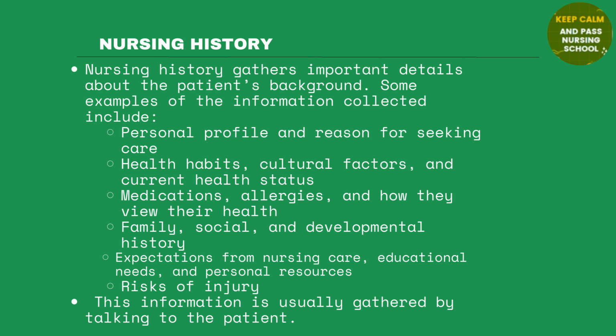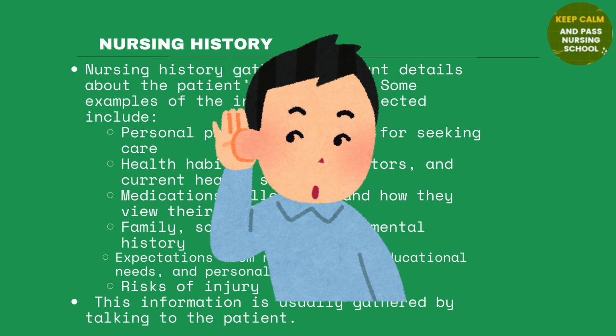Other information that you want to collect is family and social history, so the family background and environmental factors. You also want to know about their expectations and educational needs, in which you want to understand what the patient and family expect from care and how they can learn and participate. Let me say this again. You want to know what the patient and anyone else involved in the patient's care expect from care, all right? Got to know that. It's very important.